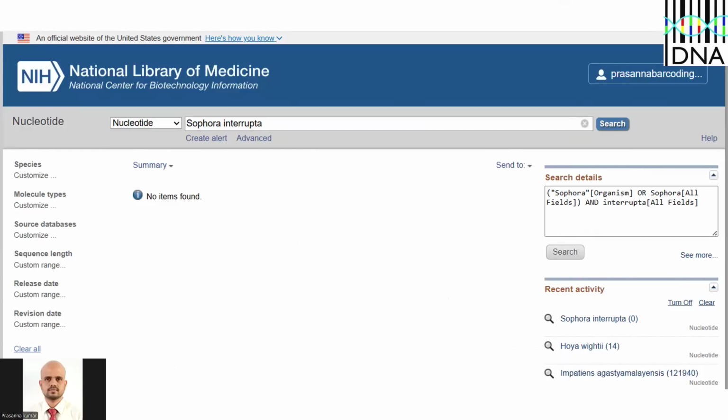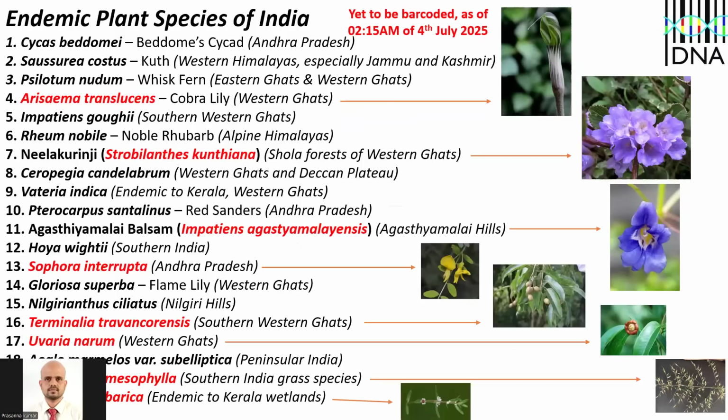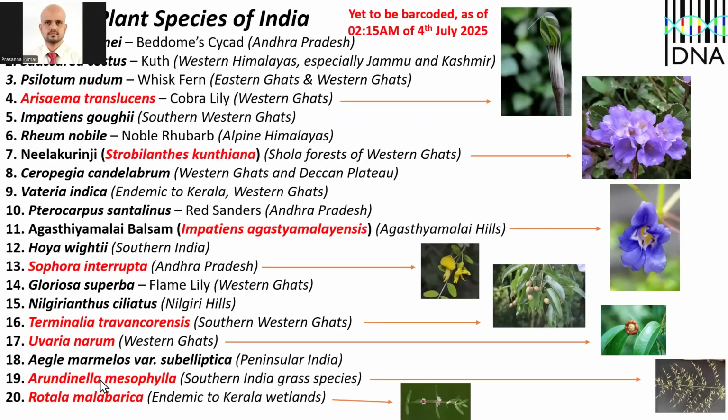No gene has been sequenced from Sophora interrupta. So this got me very curious. I did a 20 minute walk and listed out all these species. These red marked plant species have no data in GenBank. Their DNA barcoding is not yet done. So for PG students or PhD students, if you have access to these samples, if you can sequence or deposit them, you may end up publishing papers very simply like this.